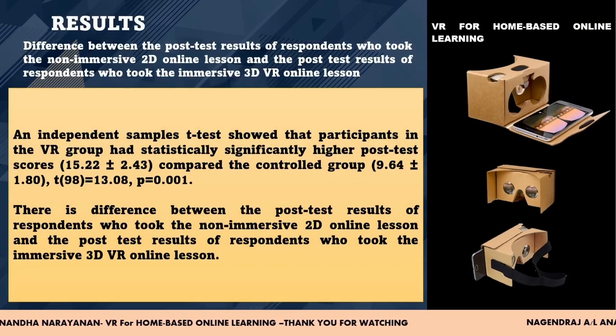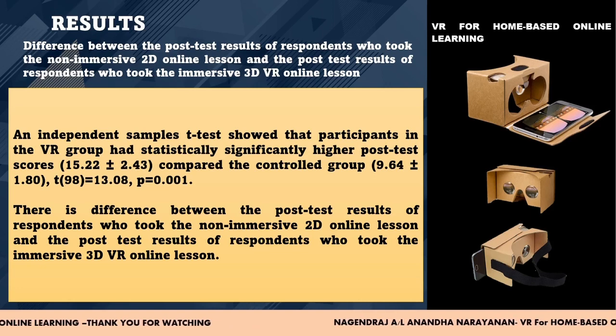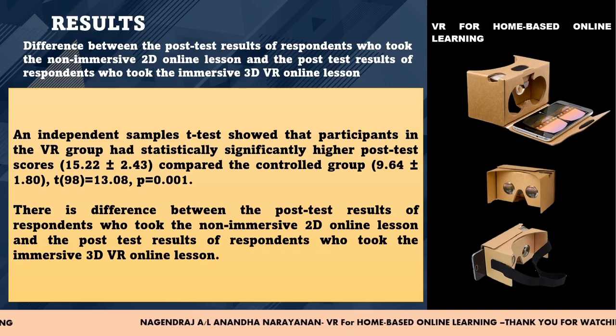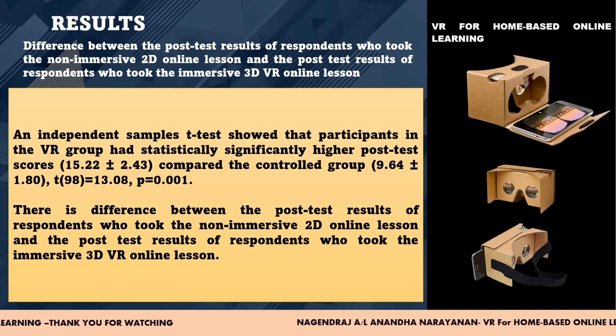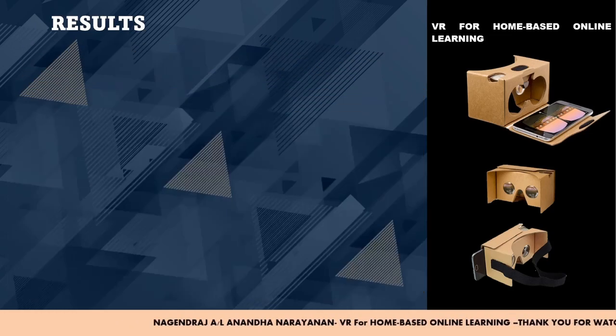So finally, the results for the first objective: difference between the post-test results of respondents who took the non-immersive 2D online lesson and the post-test results of respondents who took the immersive 3D virtual reality online lesson. The independent samples t-test showed that there was a statistically significantly higher post-test score for the VR group. That means there is a difference between the post-test results of the two groups.